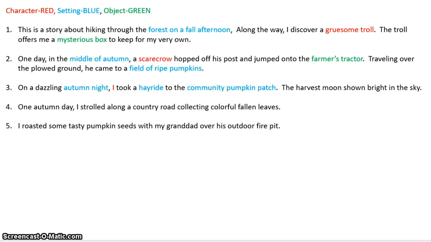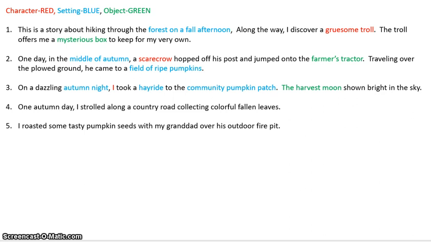A hayride would really be a place, and an autumn night would definitely be a time. So I think that those would work. And the reason why I didn't do a hayride in blue is because I wanted to save my green for the harvest moon, which is obviously an object.